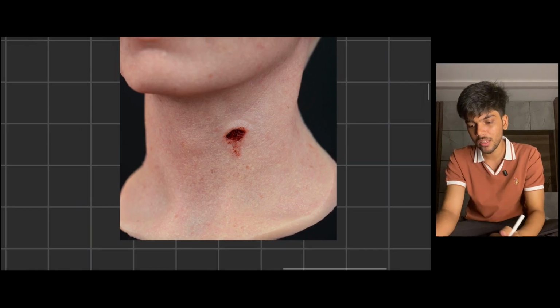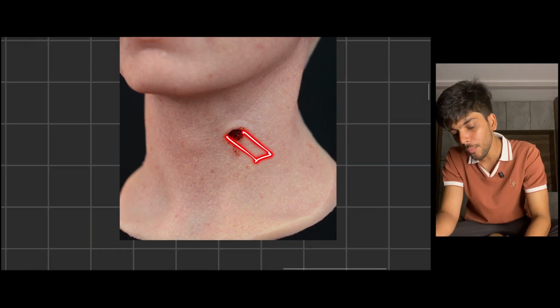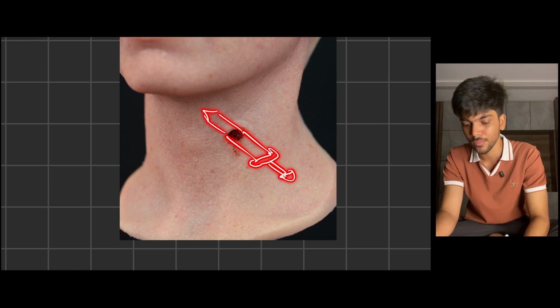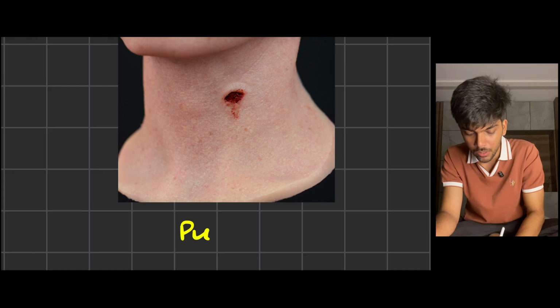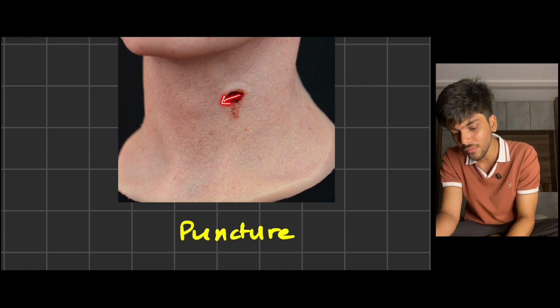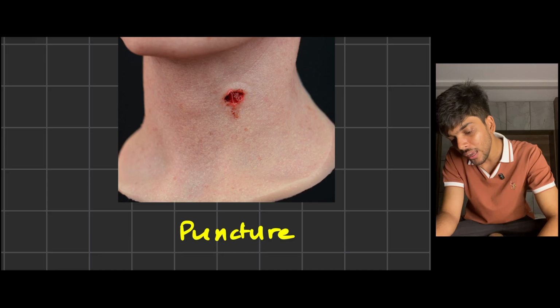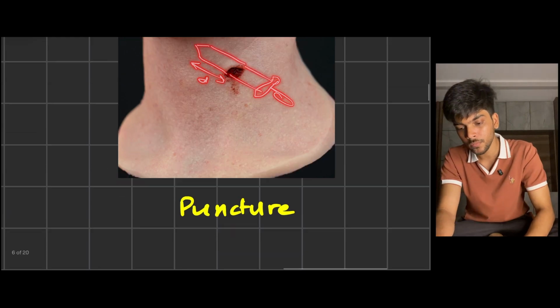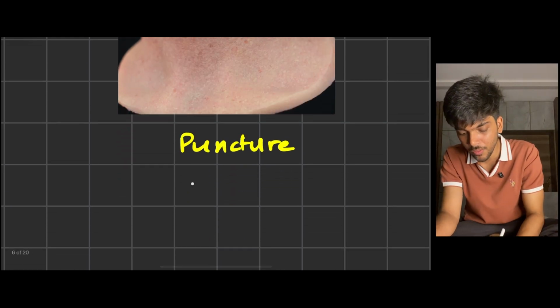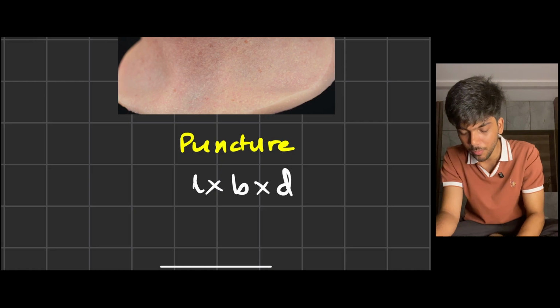Finally, what is this? Here, a pointed weapon has been used to penetrate inside the neck of this person like this. Right? So this is a puncture wound. What can you appreciate? I can appreciate the length of the puncture, the breadth of the puncture, and how deep the weapon was inserted. That is the depth of the puncture.